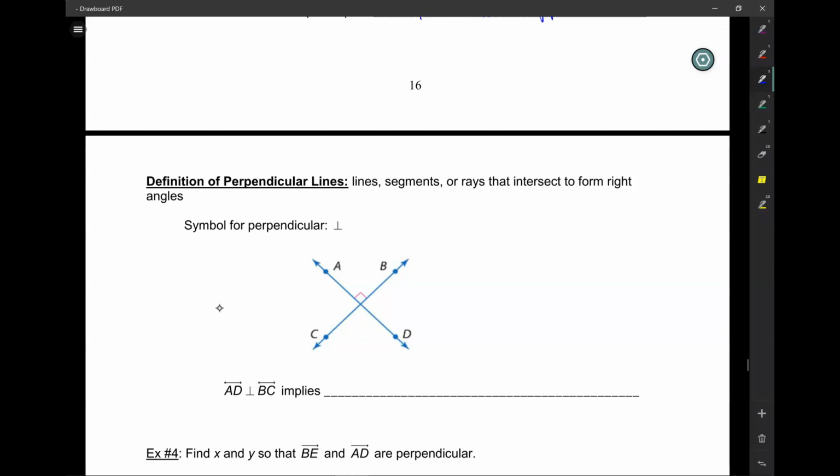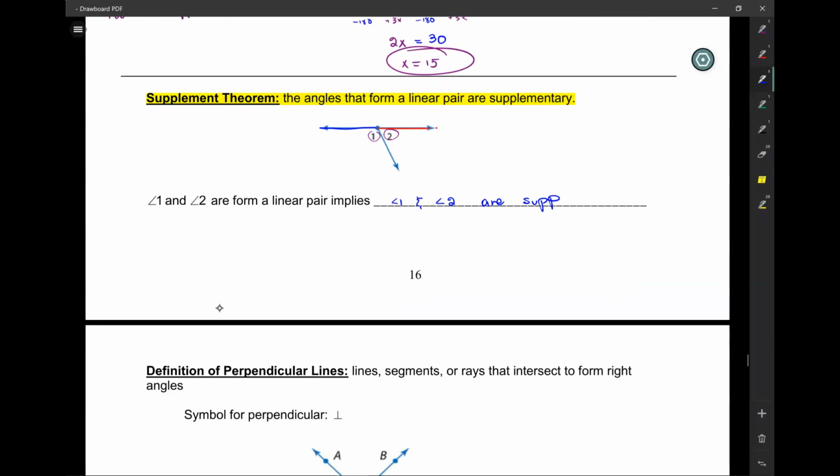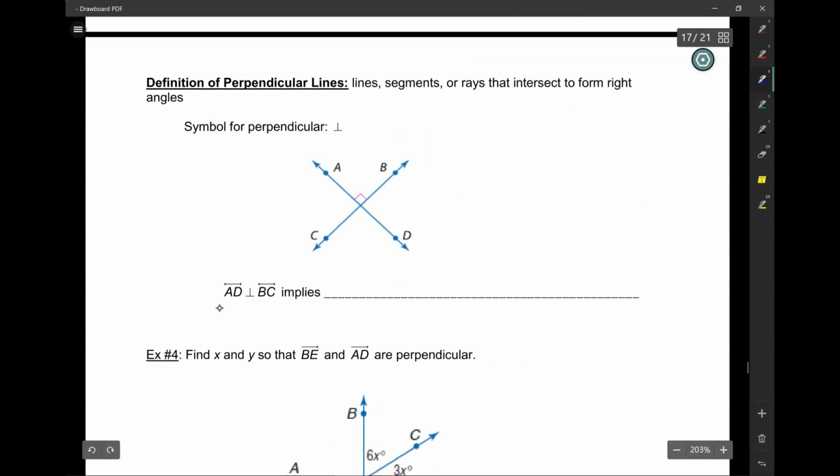So we did linear pair, we did vertical angles. Next comes perpendicular lines. It's every math teacher's favorite type of lines because we like straight angles, right? When we put up a poster, we need it to be straight, right? Okay, so definition of perpendicular lines.